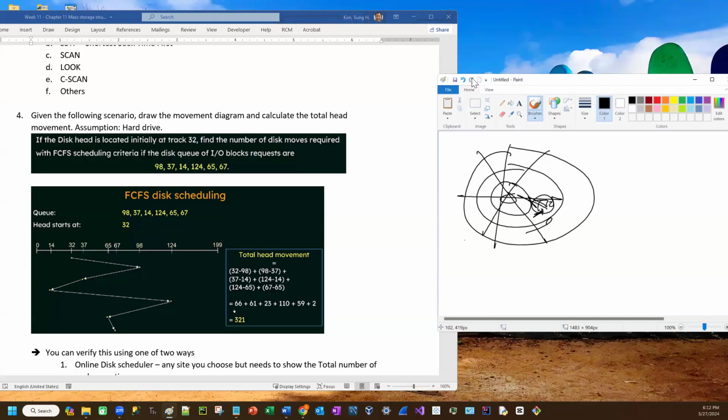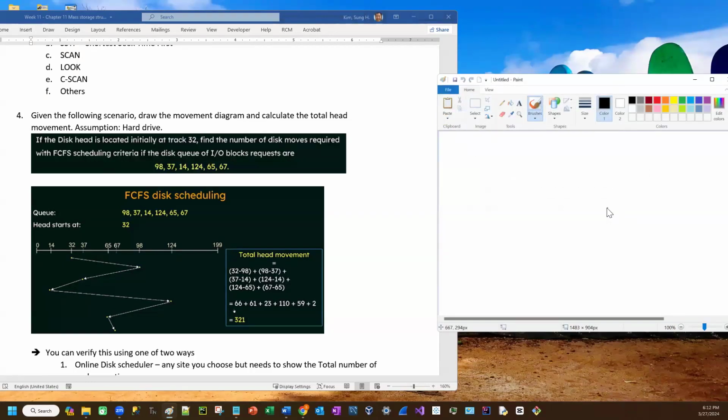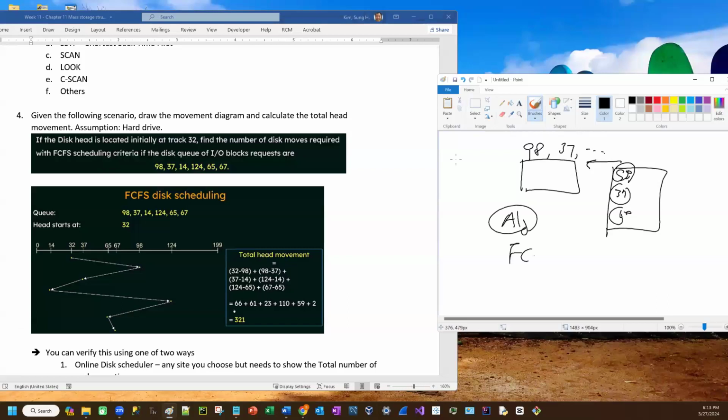Let me just start over again. Over here, you have this series of storage requests, and the portions are 98, 37, 14, and they're all coming in, in that series, 98 first, 37 next, kind of like that. And so we need a first come, first serve algorithm to take care of these requests and put them into the RAM. So 98 goes here, 37 goes here, and kind of like that.